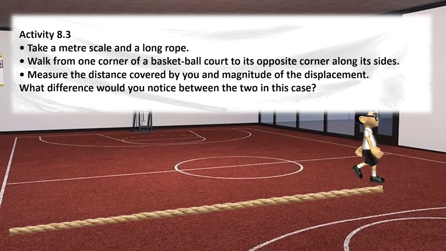Distance is defined as the actual length covered by a body while it moves between fixed positions. Displacement is defined as the actual path covered by an object between two fixed points in a straight line.